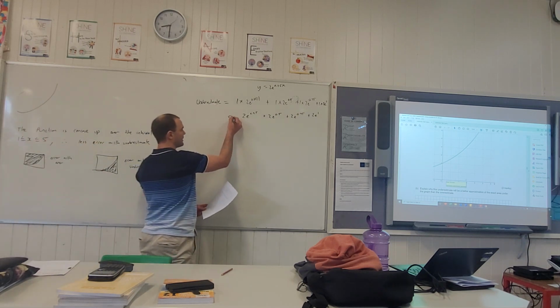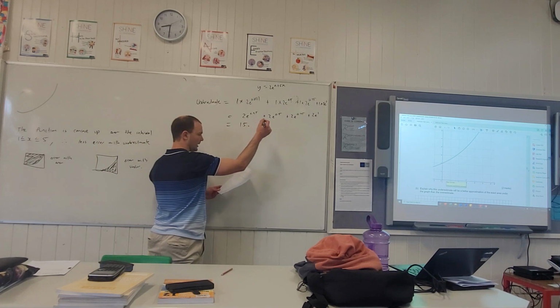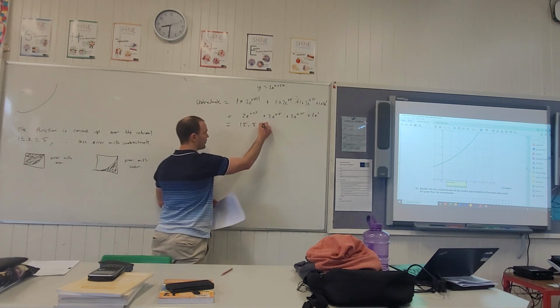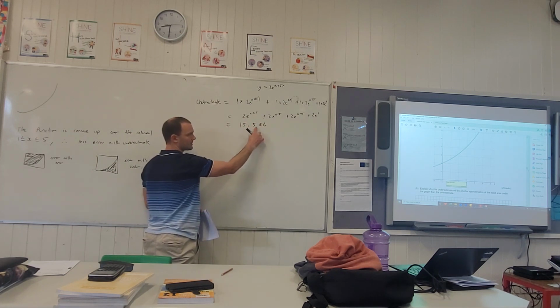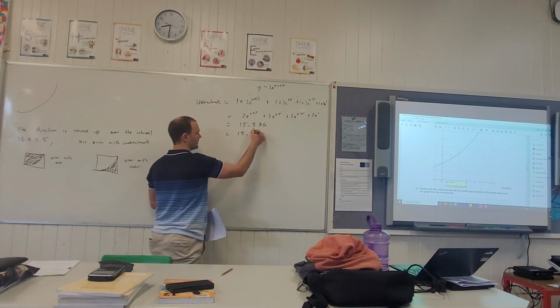Anyway, so I've evaluated this one. They want 2 decimal places, so I'm going to write 3 decimal places. That's 3 numbers after the decimal place. And round this one, it rounds up.